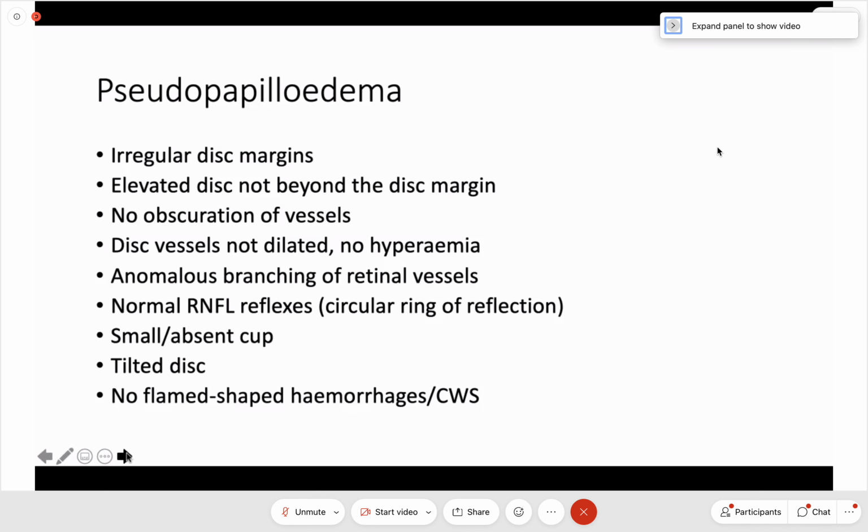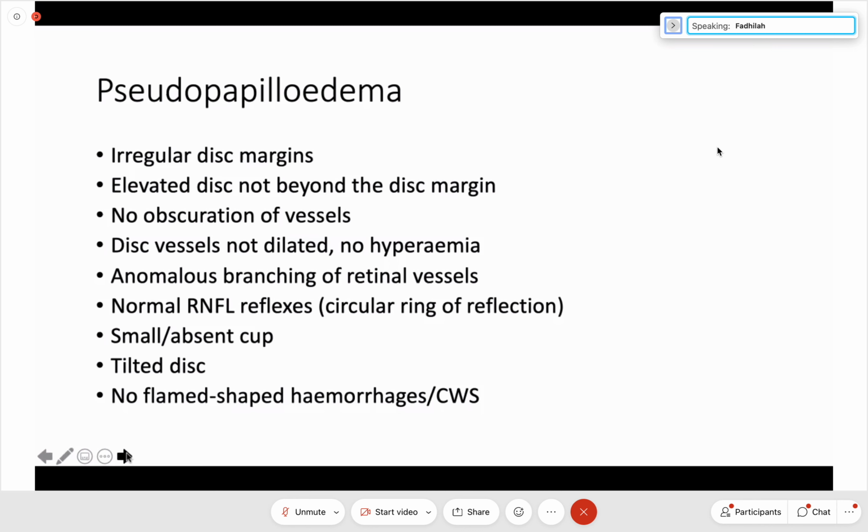How do they look? They have an irregular disc margin. They have elevation of the disc, but it's not beyond the disc margin. There is no obscuration of vessels. The vessels are not dilated. There is no hyperemia. There can be some anomalous branching of the retinal vessels. The RNFL reflexes, the circular ring of reflection, is normal.